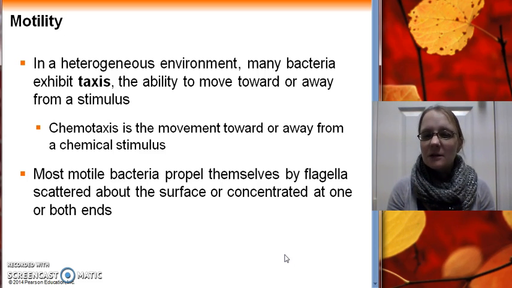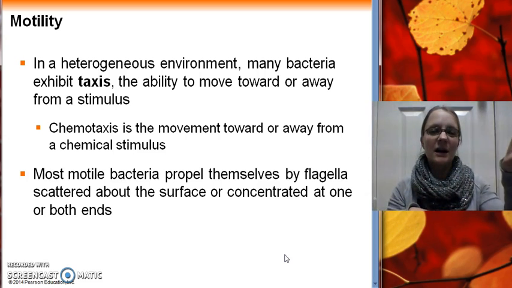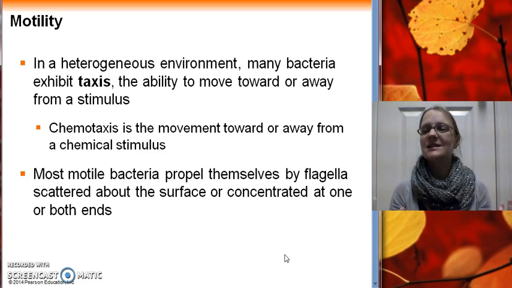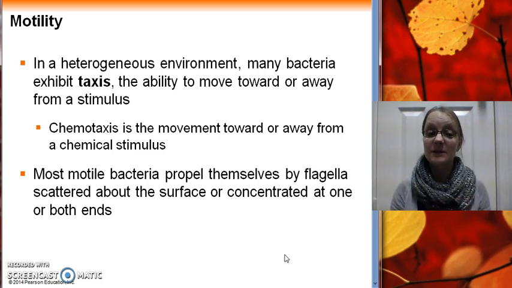But usually these bacterial cells are going to live in what we call a heterogeneous environment. So this environment might have different parts that have different molecules in it, for example. And bacterial cells will exhibit a phenomenon that's called taxis. Think taxi, right? To move. This is taxis. And more specifically, this is the ability to move towards or away from a specific stimulus. A more specific kind of taxis is called chemotaxis, and this is the movement either towards or away from a chemical stimulus, hence chemo for chemical and taxis for movement.